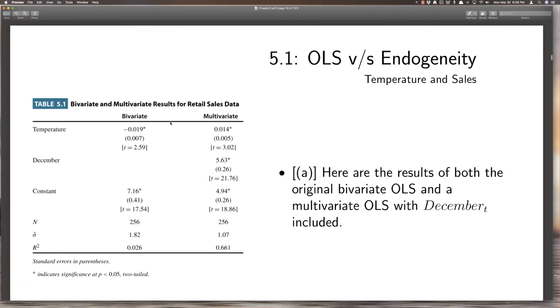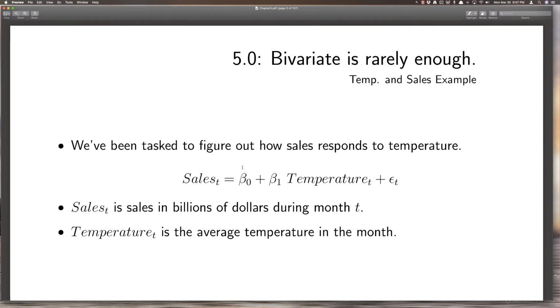So here are the results of two different regressions, one where December has been included in the model. So in a sense, what we've done is we've now added a control variable here. So let me just mark this out, and we'll just do beta 2 December. So if a month is a December, then it gets a 1 for that variable. And this is December sub t, right? Because each of the variables gets a t.